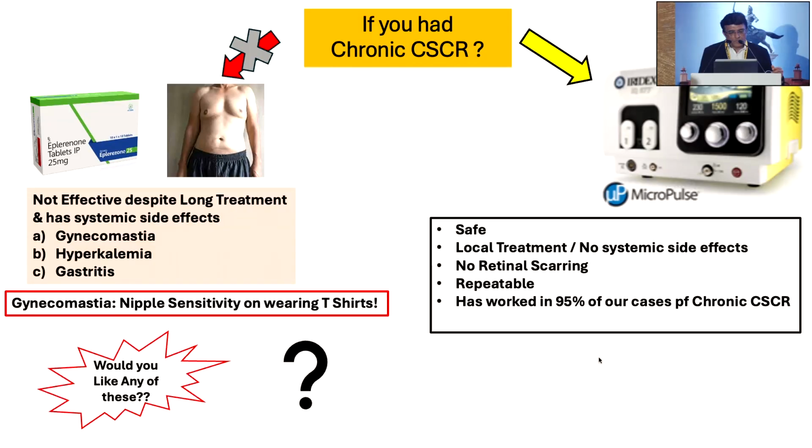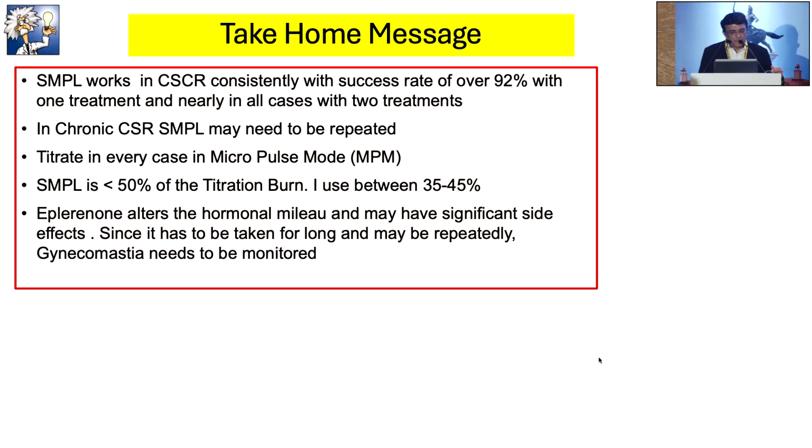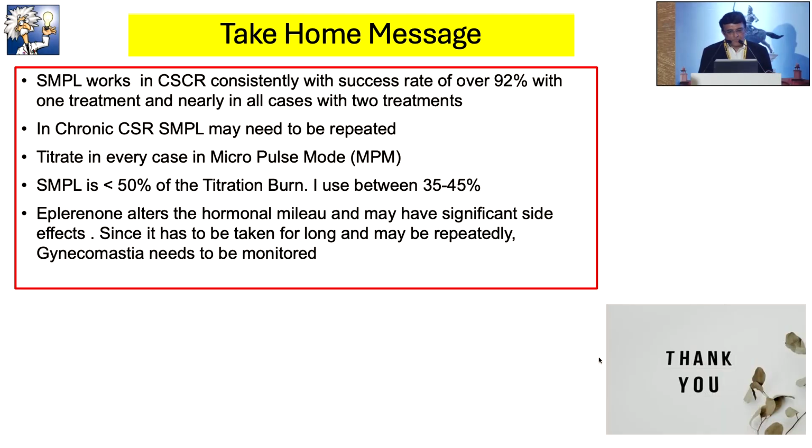So in conclusion, take-home messages: subthreshold micropulse laser works in CSCR consistently. Chronic CSR may need this to be repeated. You must titrate in every case. There is no standard power which is used in all cases. And I titrate after doing a test burn. I bring it down to about 35 to 45%. And apneiron can be used in certain cases, but a micropulse laser does give you good results.